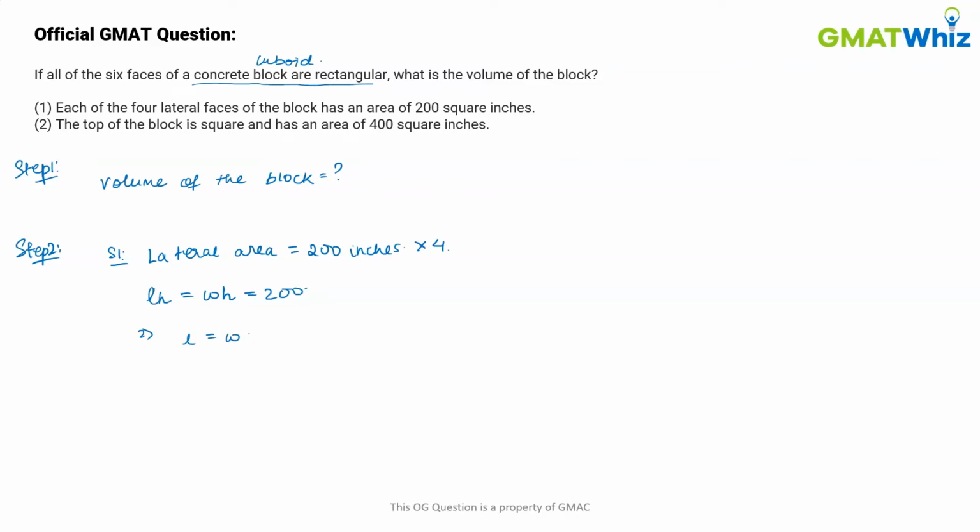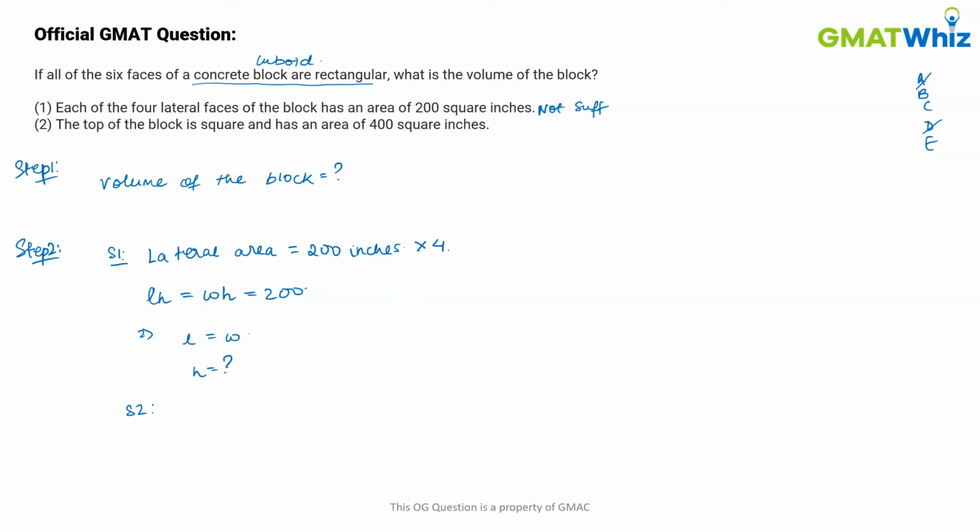Now, we can find the volume, but we would be required to know the height. Since the height is unknown to us, we conclude that statement 1 is not sufficient, and out of the given options, we eliminate A and D. We now check the sufficiency of statement 2.